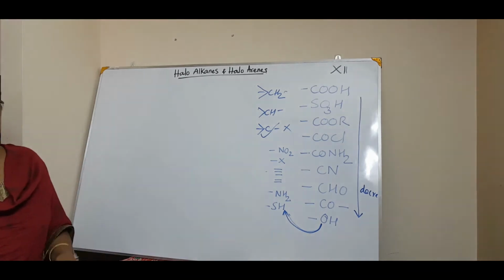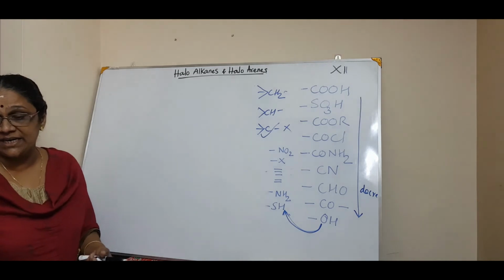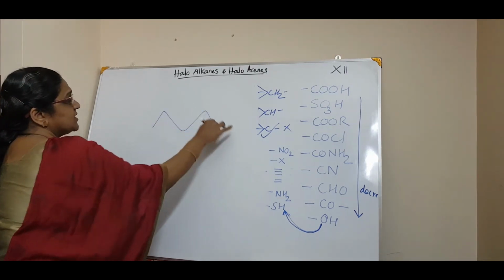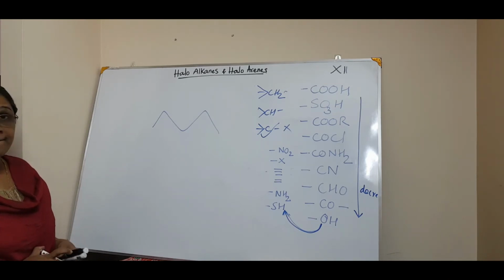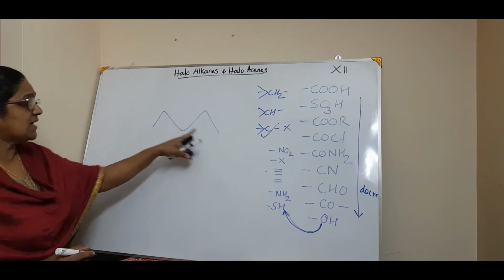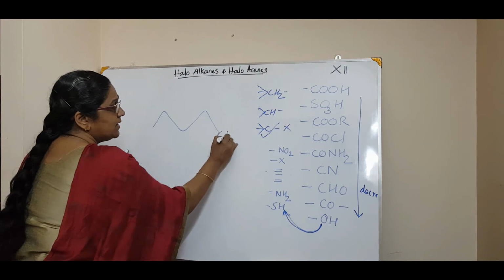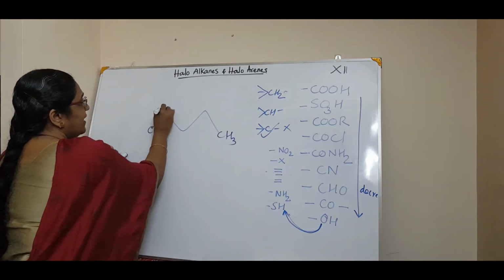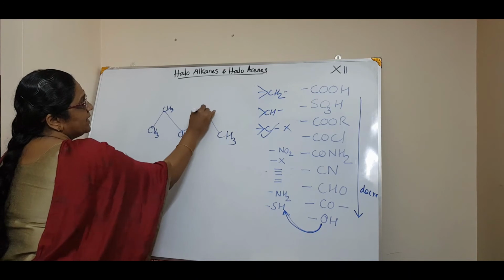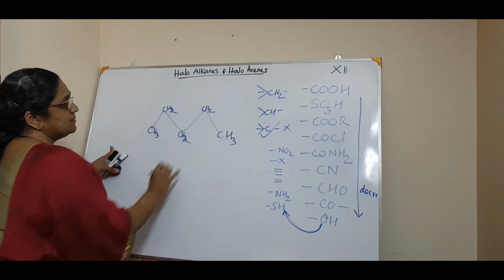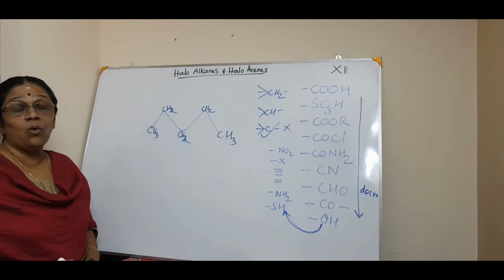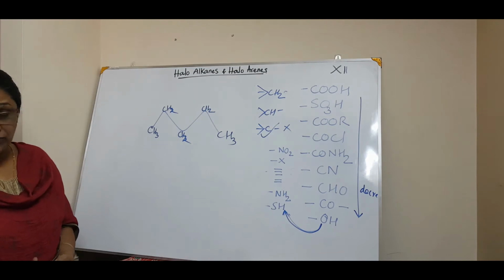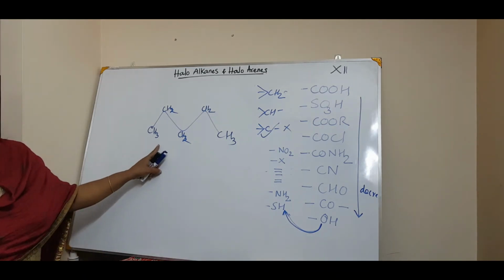Last year you have studied, what is this structure called? Any idea? Yes, bond line structure. Bond line structure means the terminal carbon atom is always CH3 and the pointed carbon atom is always CH2. So this is a bond line structure. Now how will you write the IUPAC name of some compounds from this bond line structure?